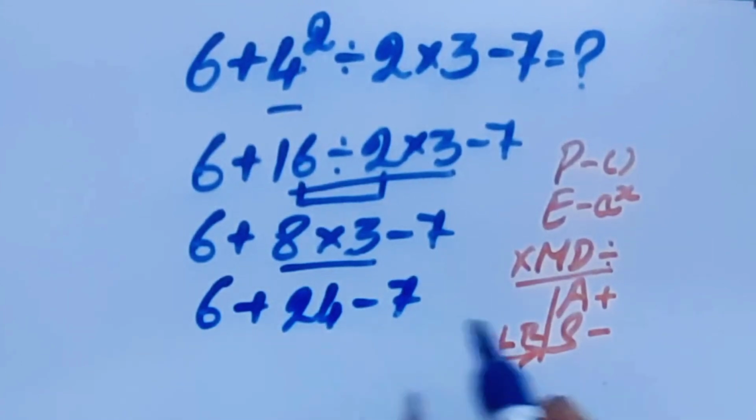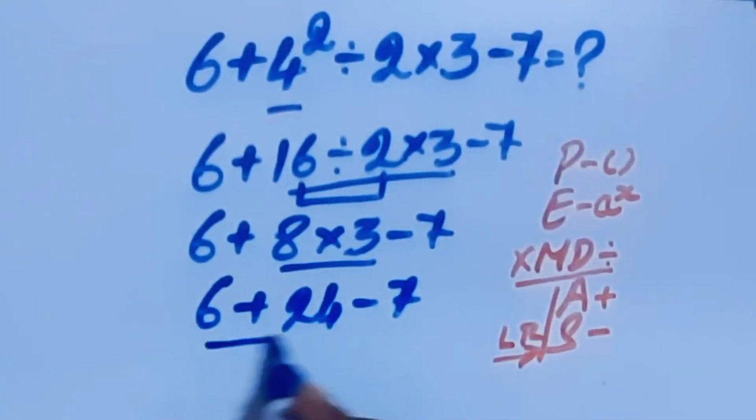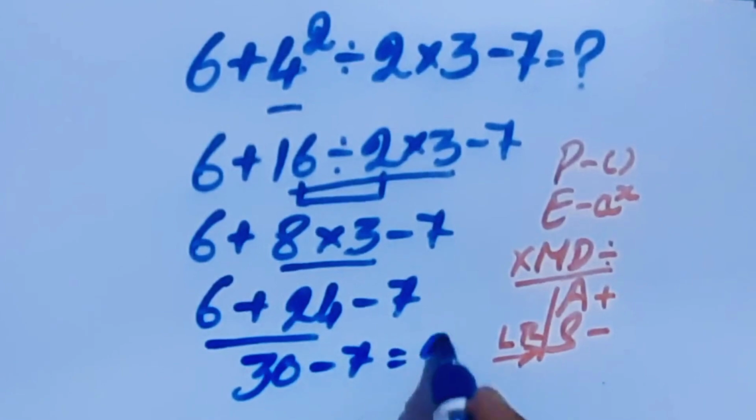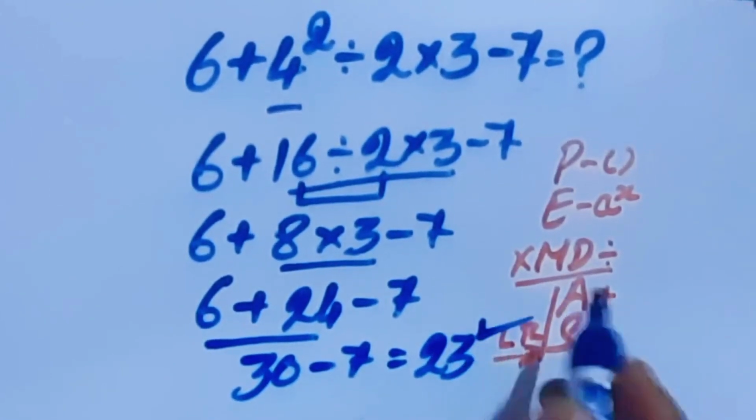Here addition and subtraction are both equal priority. We are going to follow here left to right. Here left to right is this: 6 plus 24 is 30, minus 7. Here 30 minus 7 is 23, which is the correct answer.